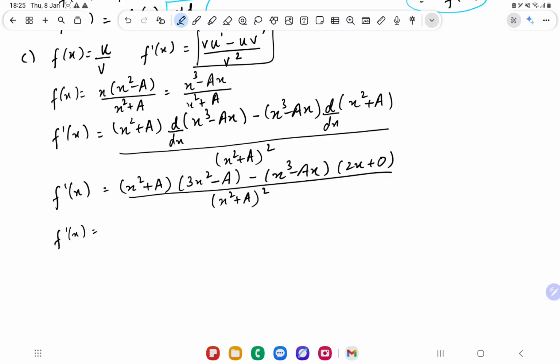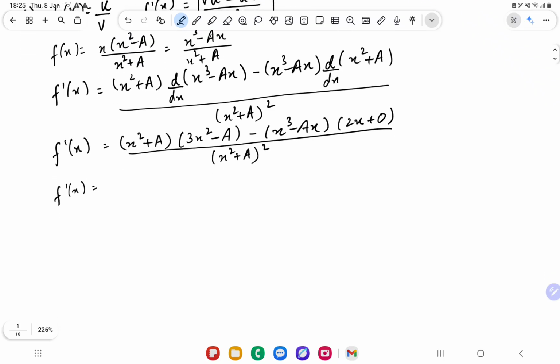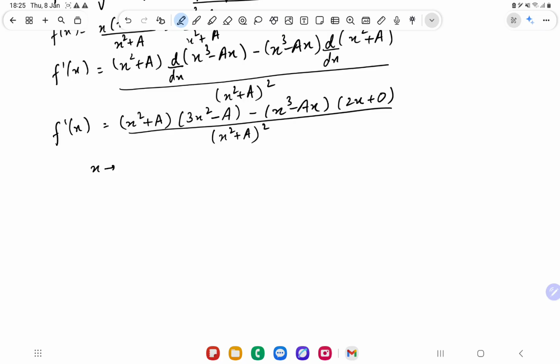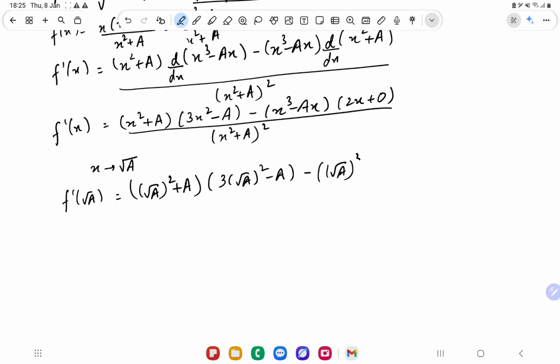Now if I simplify this further, I can replace x with root a. So I can write it like this. Now everywhere I will replace x with root a in the derivative. 3 root a whole square minus a, minus root a whole cube minus a into root a.